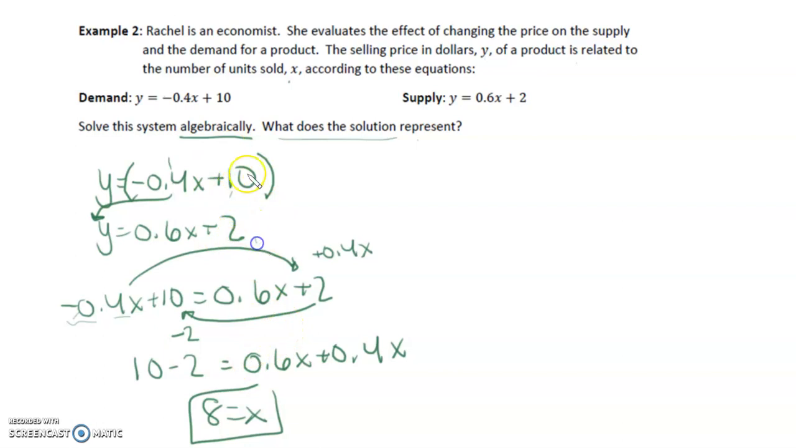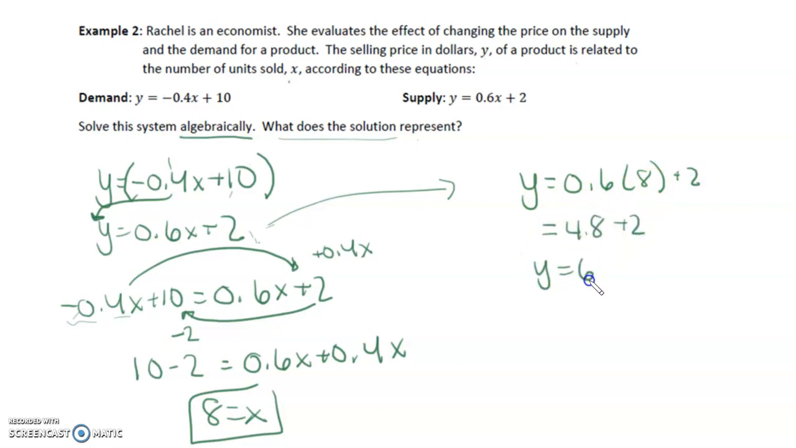Now, both of these are already isolated. I'm going to go ahead and choose the one that has positive values, just to be a little bit lazy. And I'm going to go ahead and substitute that 8 in. So I get 4.8 plus 2. I get y equals 6.8. Okay, so our point of intersection is 8, 6.8.